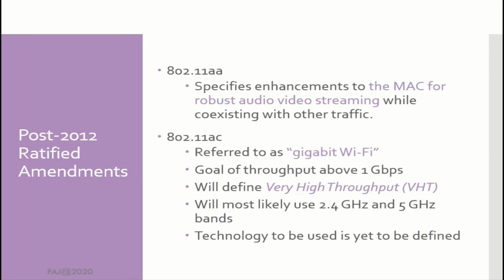For post-2012 ratified amendments, there are 5 standards involved. The first one is AA, which specifies enhancements to the MAC for robust audio video streaming while coexisting with other traffic. Next is AC, referred to as gigabit Wi-Fi. The goal is throughput above 1 gigabit per second. It defines very high throughput VHT and uses the 2.4 and 5 GHz bands.